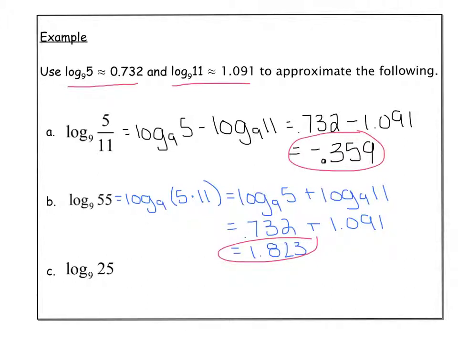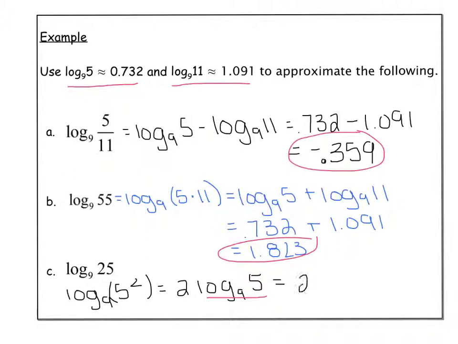Now part C you can do in two different ways. But we know that 25 is 5 squared. So when I expand that, it becomes 2 times log base 9 of 5, because that power comes out front. Now the log base 9 of 5, we said, is equal to 0.732. So this is 2 times 0.732. So 2 times 0.732 is 1.464.